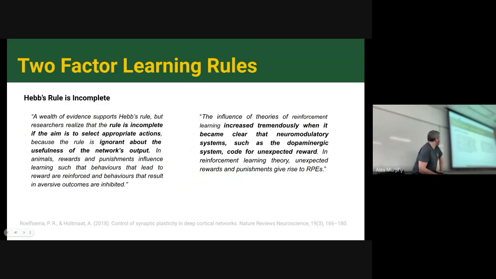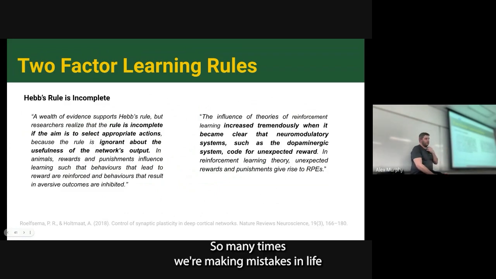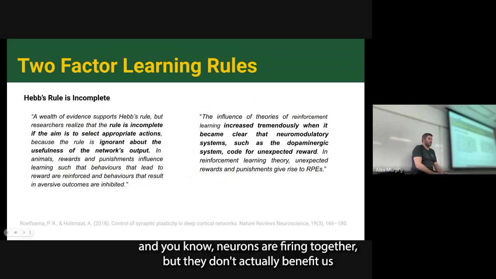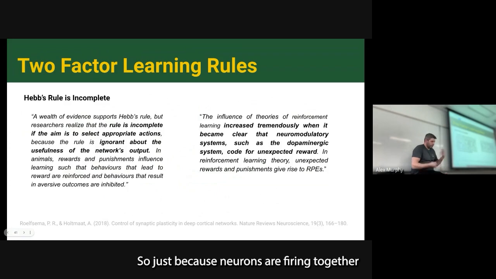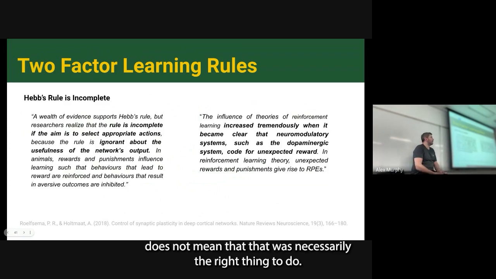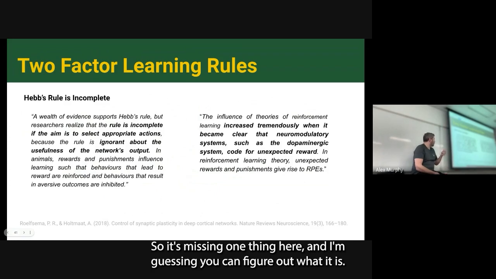A wealth of evidence supports Hebb's rule, but researchers realized that the rule is incomplete if the aim is to select an appropriate action, because the rule is ignorant about the usefulness of that output. Many times we're making mistakes in life and neurons are firing together, but they don't actually benefit us in terms of predicting any reward in the future. Just because neurons are firing together does not mean that was necessarily the right thing to do. So we're missing one thing here, and I'm guessing you can figure out what it is.